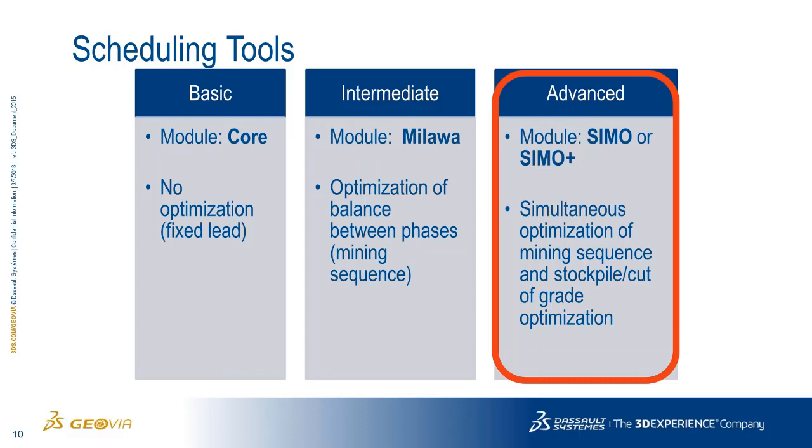The medium or intermediate level of optimization is probably familiar to most users as well, and that was the standard in Whittle before advances in the optimization. That module is called Milawa, a scheduling technique, and it brings an intermediate level of optimization. What we're talking about is trying to determine when that transition point should happen, or another way to explain it, optimizing the balance between the phases, or just the mining sequence.